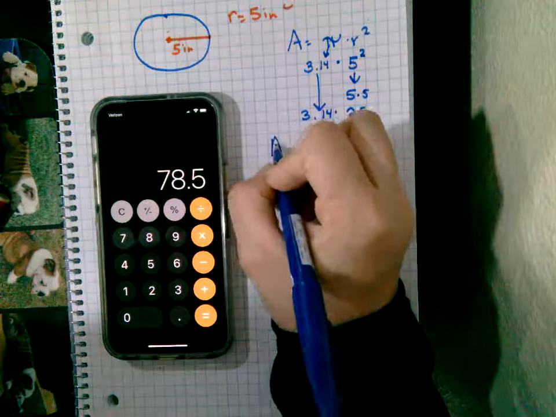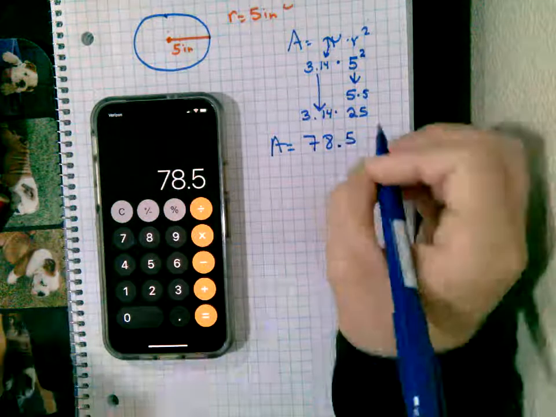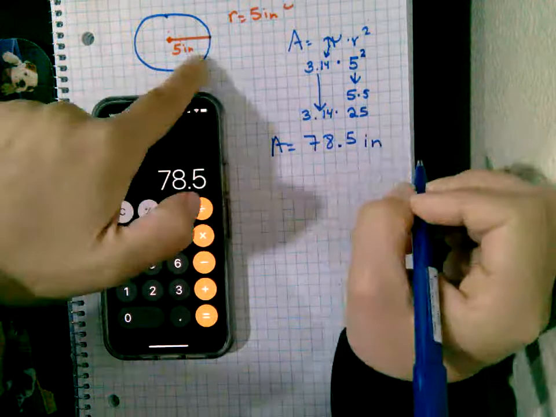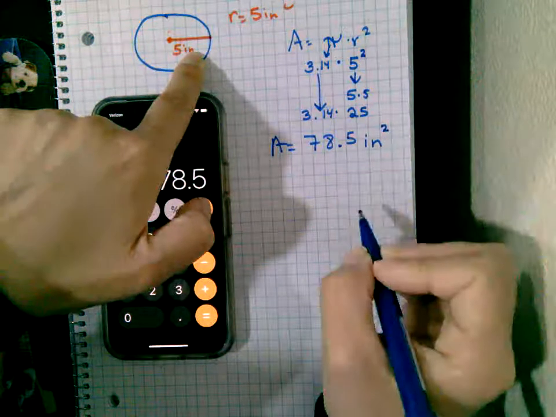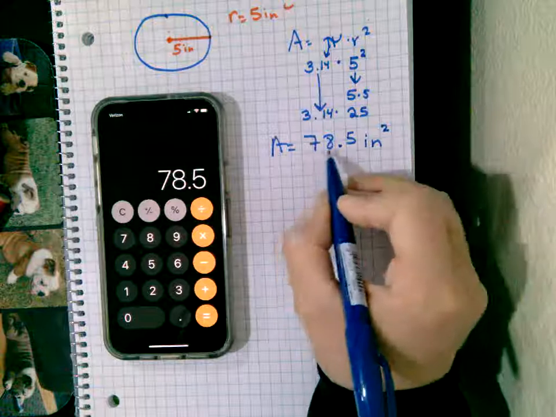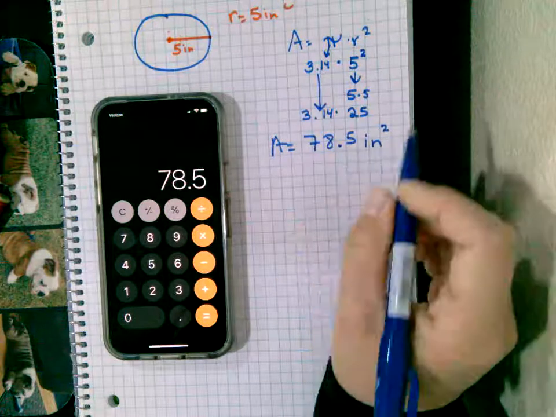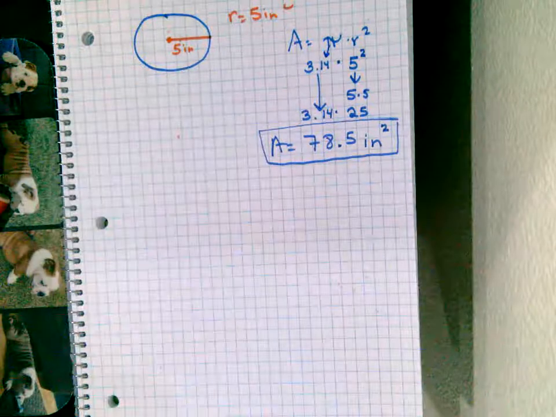We're going to write area is equal to 78.5 inches, because it says inches on top, but you're going to put a square on it. So when it's inches, you're going to put a square, okay? So 78.5 inches squared. That is our final answer, okay?